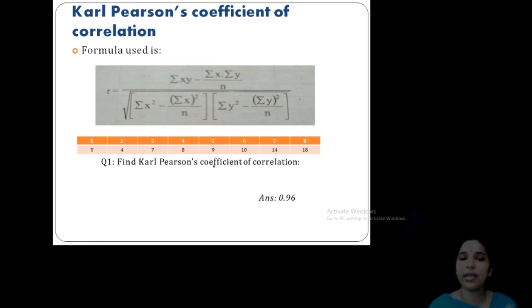See how you will get this one. You got sigma x, and you take its square. Then you also need sigma x square. How will you do that? For each variable x, you have to find its square, and for each variable y, you have to find its square. So draw columns, find out everything, then apply it in the formula. For this question you will get the answer 0.96. Then how you will assess the relationship, we will study.